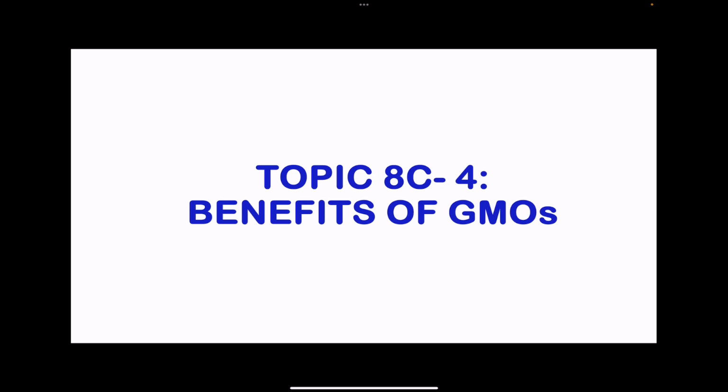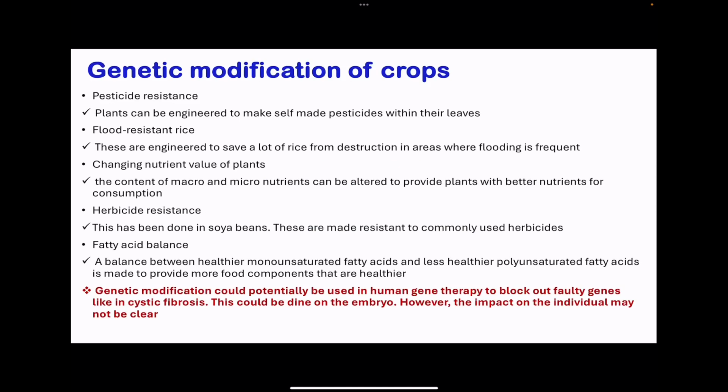Moving on to topic 8C4, the benefits of genetically modified organisms. Here we're going to look at the benefits of genetic modification of crops. Genetic modification can give pesticide resistance. Here plants can be engineered to make self-made pesticides within their leaves. We could produce flood-resistant rice. This will save a lot of rice from destruction in areas where flooding is very frequent.